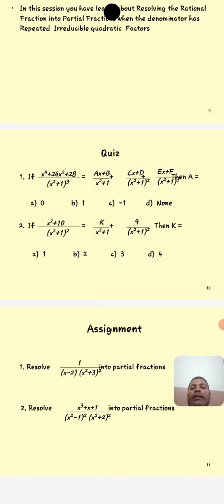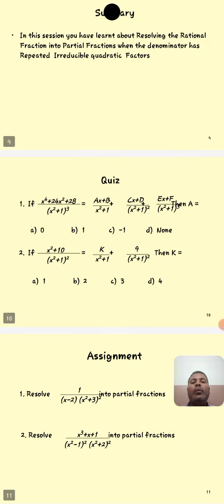Okay, now we see the second question. If x square plus 10 divided by x square plus 1 power 2. You observe here also the denominator is 2 times repeated. Okay, the denominator is which type? Linear factor or quadratic factor? This is the repeated irreducible quadratic factor. Okay, if x square plus 10 divided by x square plus 1 whole square is equal to k divided by x square plus 1 plus 9 divided by x square plus 1 whole square, then k is equal to what?